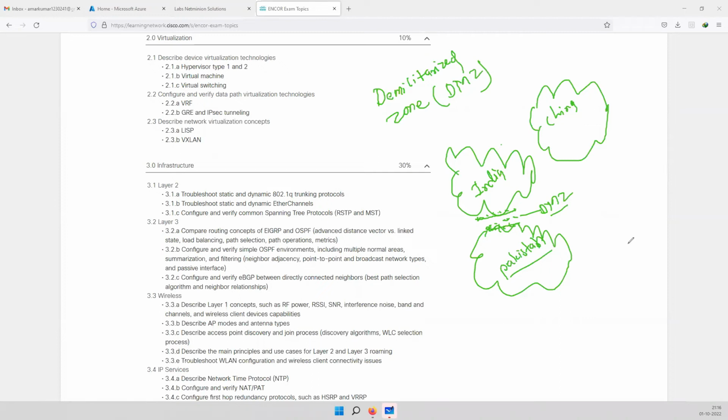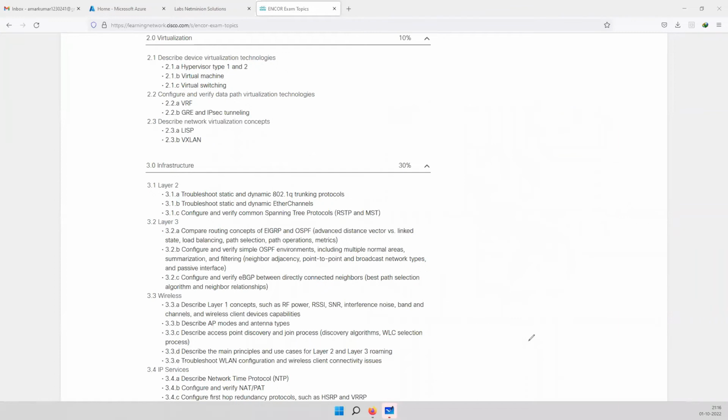Same way, in a network we have a boundary. Let's say we have defined the network in this way. We have a firewall. In this firewall, we usually create three zones. One is the internet. This is known as a public zone.